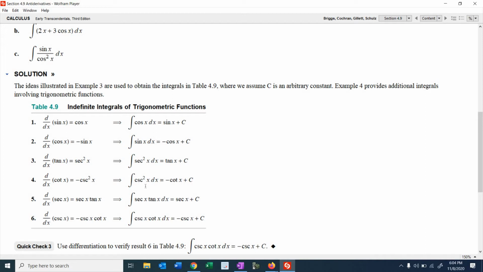The antiderivative of cosecant squared of x is actually minus cotangent of x plus a constant, and again, that's because the derivative of cotangent of x is minus cosecant of x squared. Okay, the antiderivative of secant times tangent is actually secant of x plus a constant, and that's because the derivative of secant of x gives you secant of x times tangent of x. And then the antiderivative of cosecant of x times cotangent of x is minus cosecant of x plus a constant, and that's because the derivative of cosecant of x is minus cosecant of x times cotangent of x.